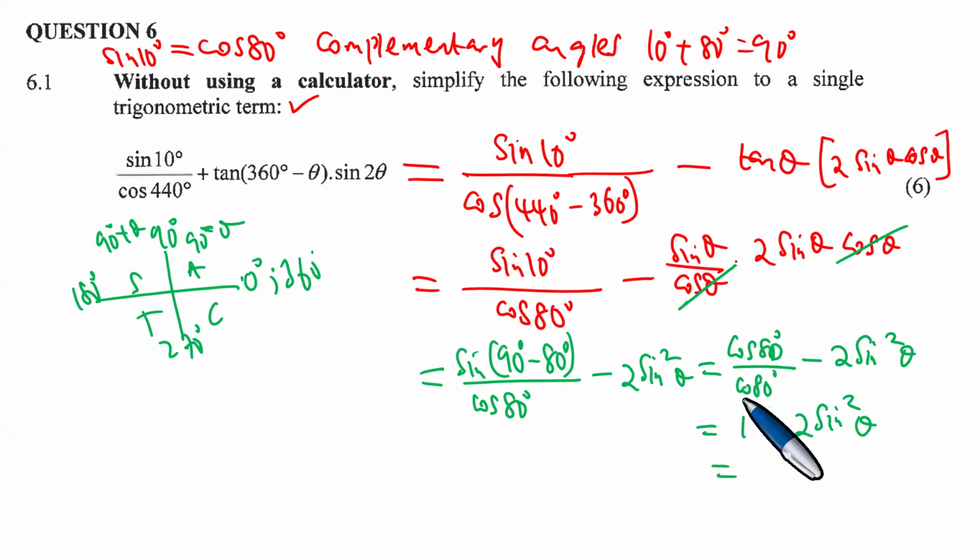Right? Yes. Okay. And it's therefore obviously cos 2 theta. Cosine 2 theta, well done. This is cosine 2 theta, and this actually is the simplified expression. No further simplification is possible because the question said without using a calculator, simplify the following expression to a single trigonometric term, and this is a single trigonometric term, and we're done.